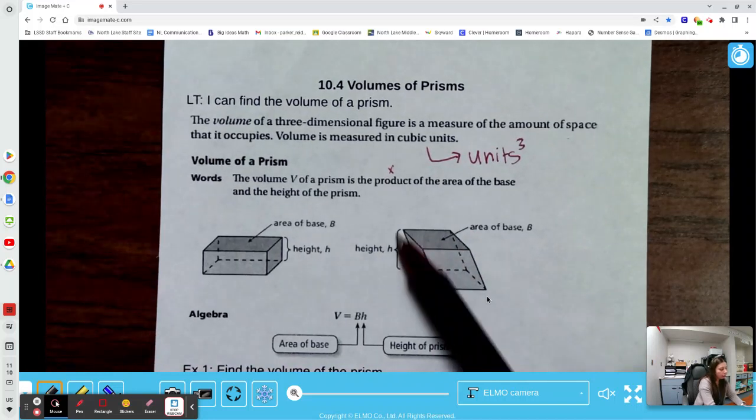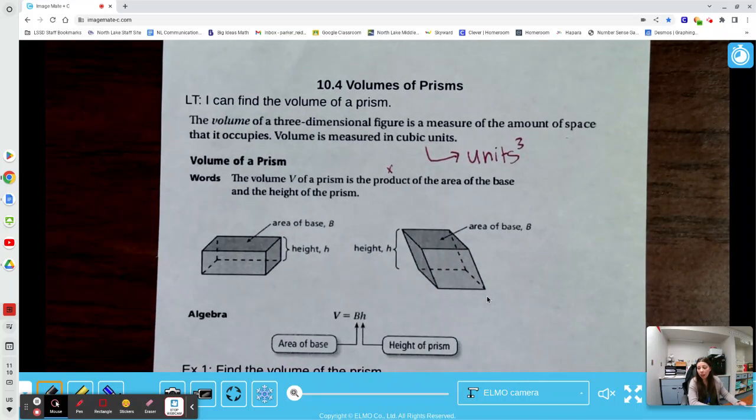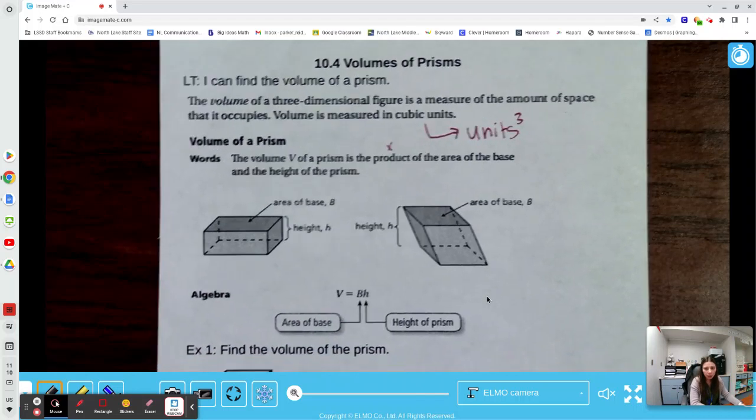Notice here that it's showing you even when our prism is slanted, the height should always be going straight up and down. Just like when you're dealing with triangles and the height of a triangle should be going straight up and down, the height of a prism should still be going straight up and down, any height in general.